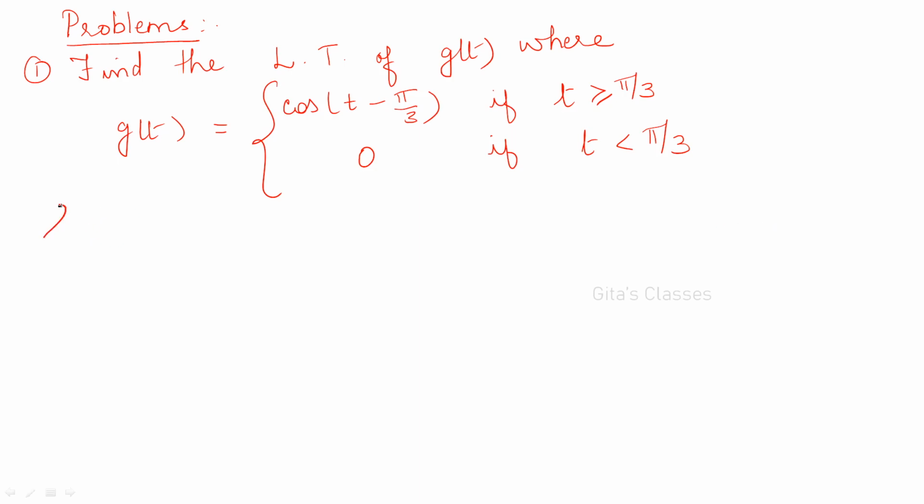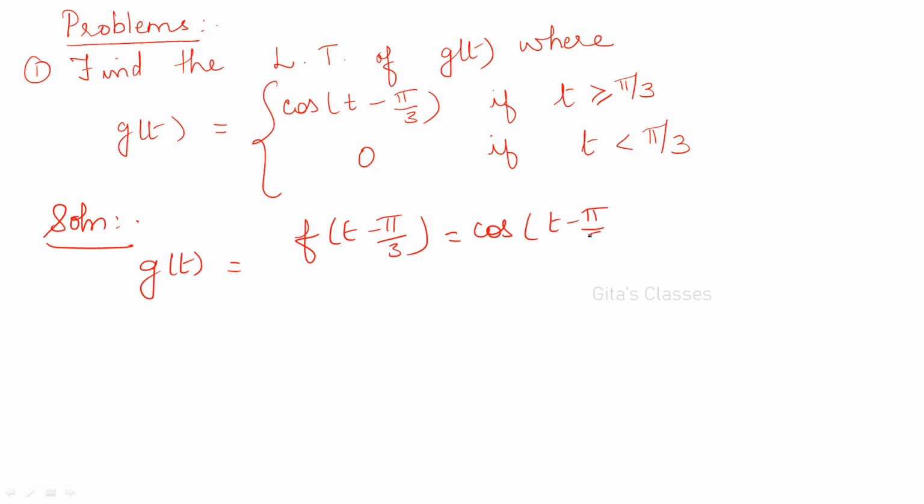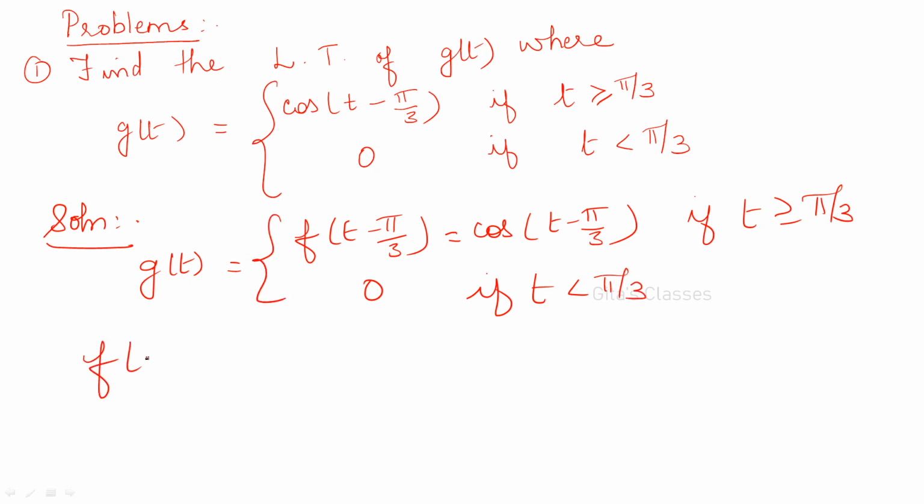Okay. So now we have to compare this with our function. So g of t is equal to, instead of f of t minus pi by 3, I am writing this as cos of t minus pi by 3, if t is greater than or equal to pi by 3, and 0 if t is less than pi by 3. Okay. So here what is our f of t then? Cos t. F of t minus pi by 3 is cos of t minus pi by 3. So f of t is cos t.